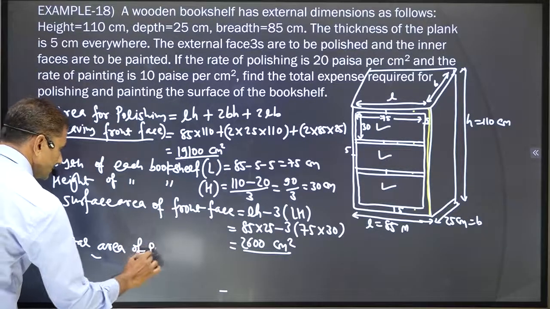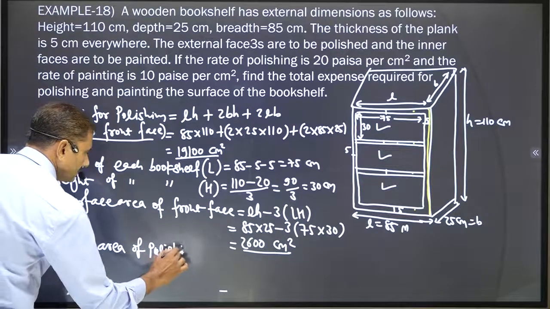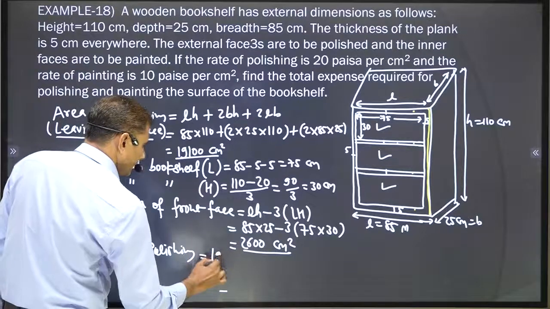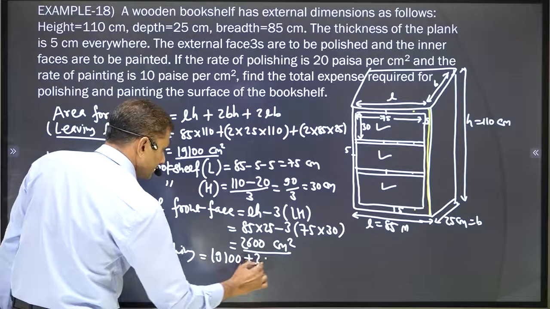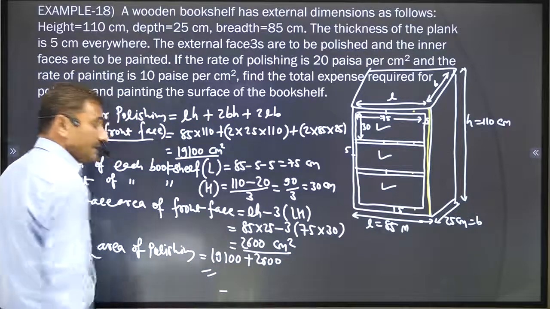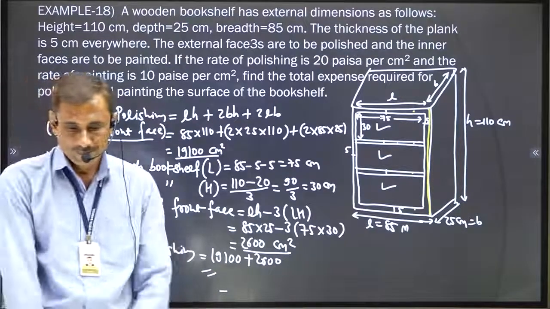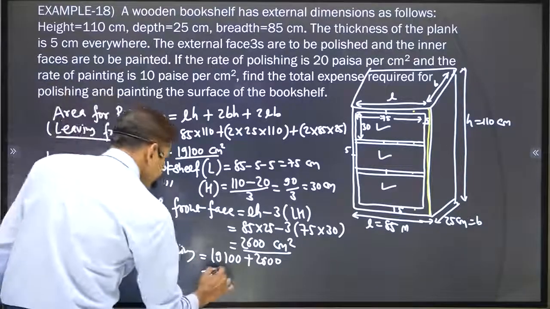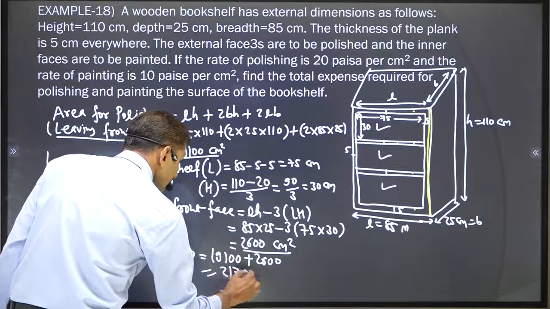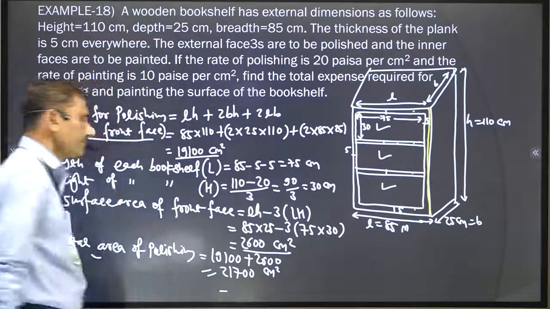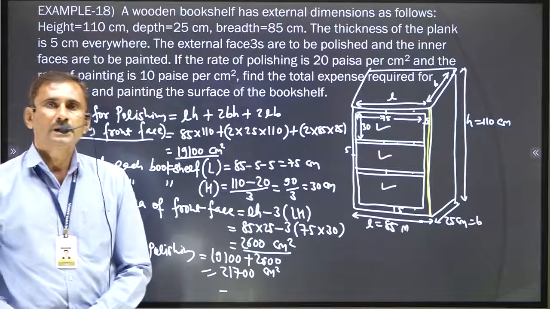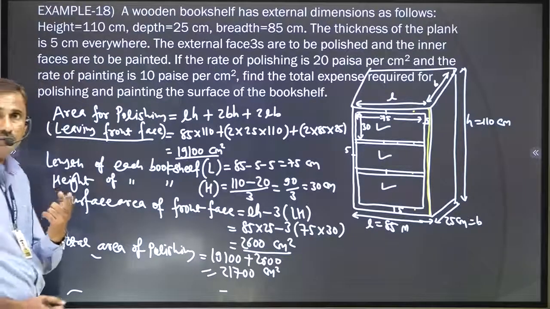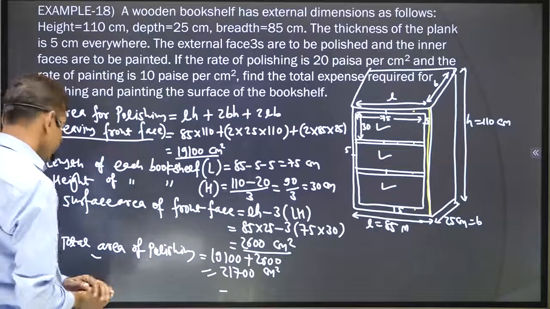for polishing purpose is equal to 19100 plus 2600. It is our final area, not cost. Okay. So it is total 21700 centimeter square. So we are at the end of the first part only. Now painting is still left, only polishing is done. Now I can say cost.